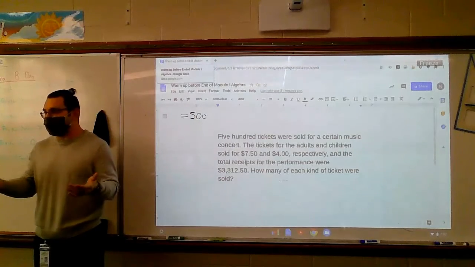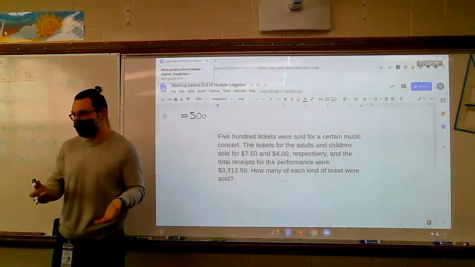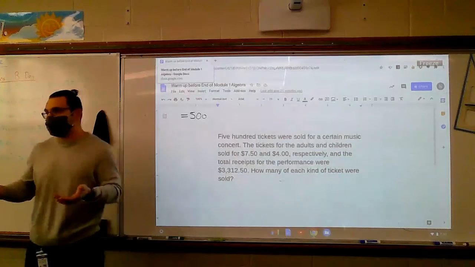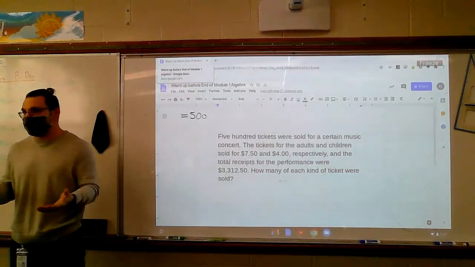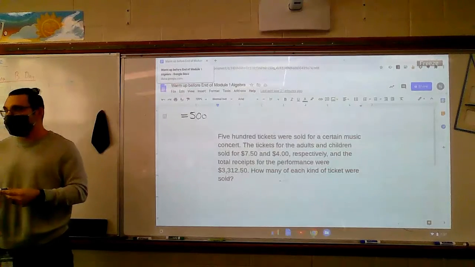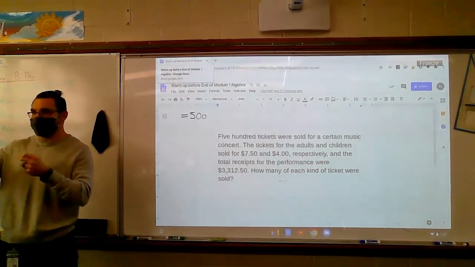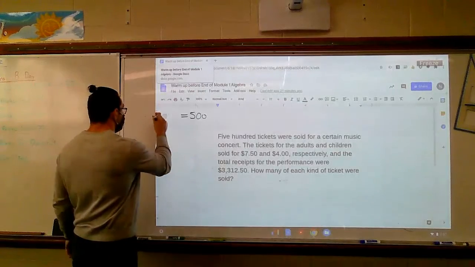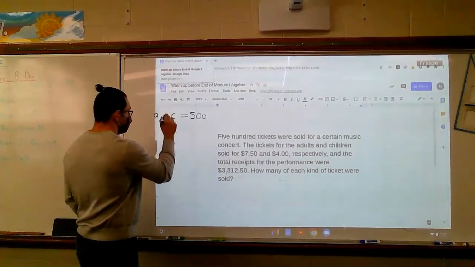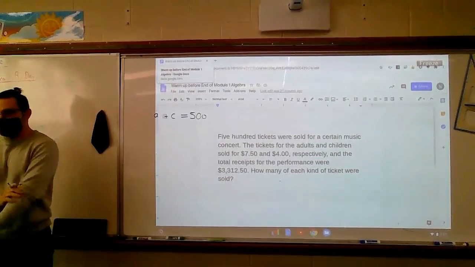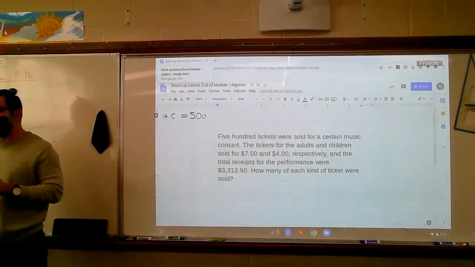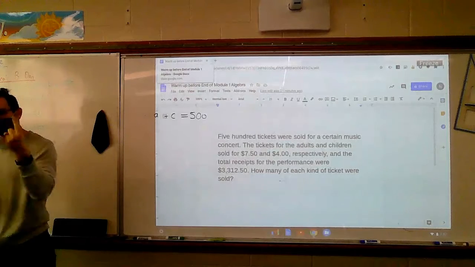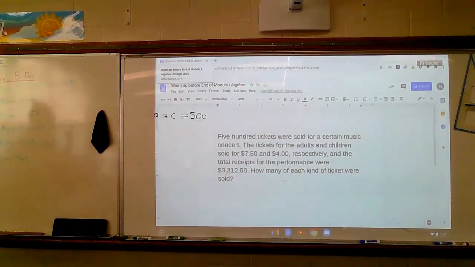Well, what types of tickets equaled the 500? What two different types of tickets equaled the 500 total sold? Caleb? Well, those are prices. What types were those? Oh, so the number of adult tickets plus the number of children tickets equals 500. Notice how many variables we have. 2. To do a system of linear equations, how many variables are we always going to have? 2 for right now. Okay?